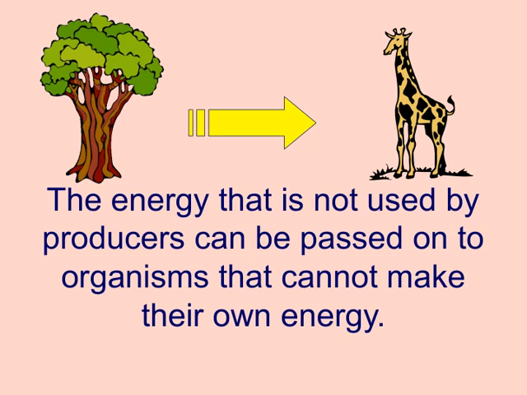The energy that producers generate isn't always fully used up right away. Instead, any excess energy, the part that isn't immediately needed, can be passed on to other organisms. These are often organisms that can't make their own energy, like certain consumers or decomposers. This transfer of energy is a crucial part of the food chain and energy flow within ecosystems.